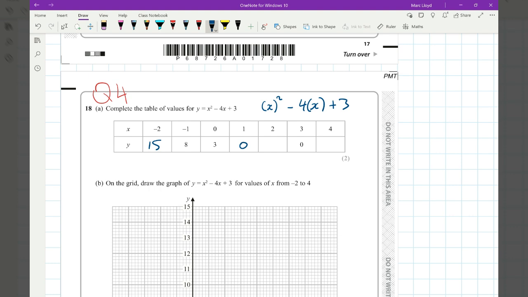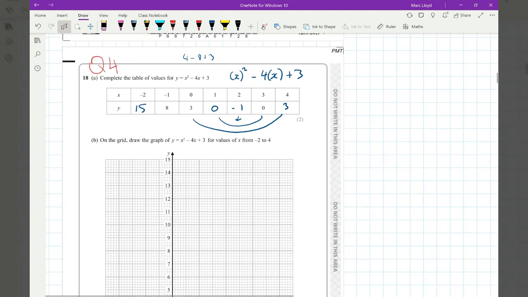2 squared is 4, take away 8 plus 3, -1, and then that will be 3 because these are parabolas. So you're going to have the symmetry of those numbers, and that's going to be your minimum point. Sometimes you'll have a pair next to each other, but they all work in pairs. Okay, let's plot this now.